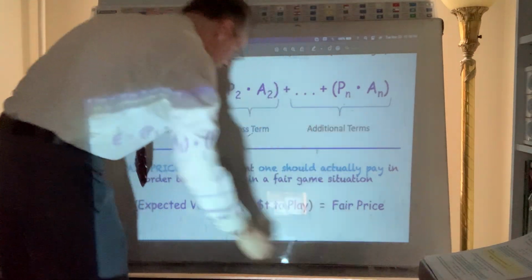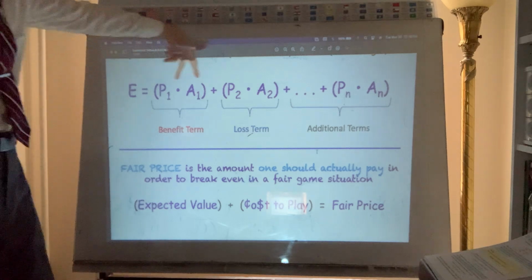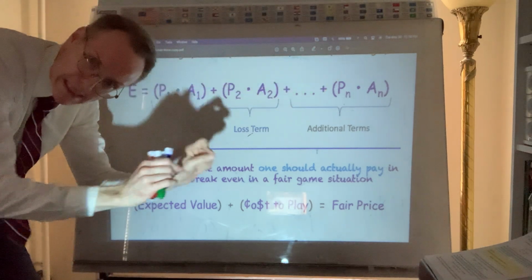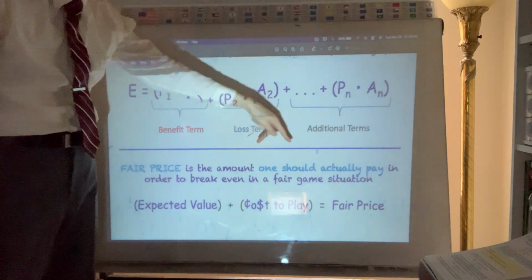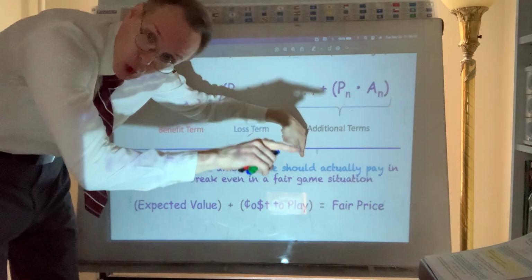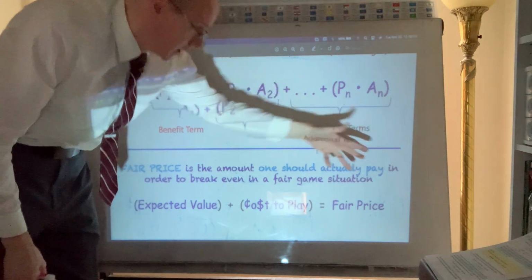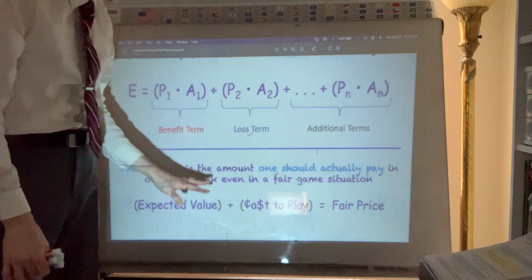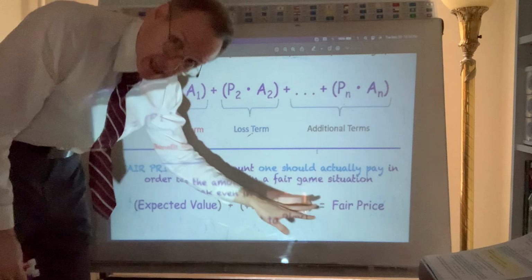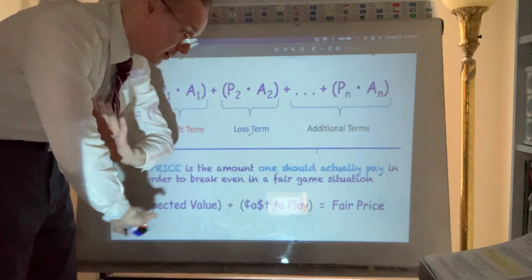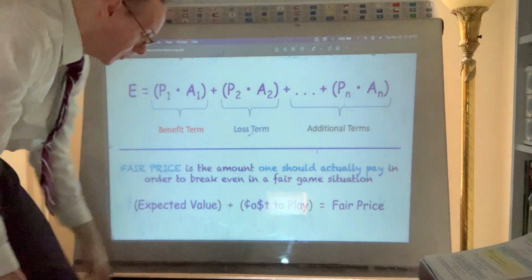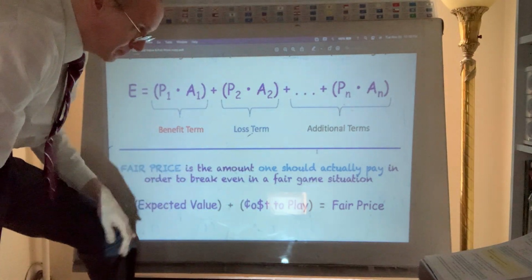Expected value is essentially this formula, tweaked according to the circumstances as they are described. Fair price is the amount one should actually pay in order to break even in a fair game situation. Now, there are rigged games, really, but we're going to assume everything is fair and square. So what would make something fair?